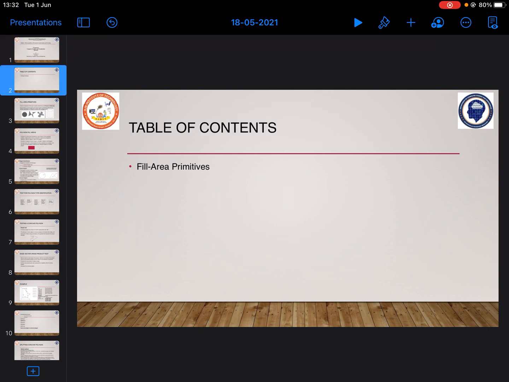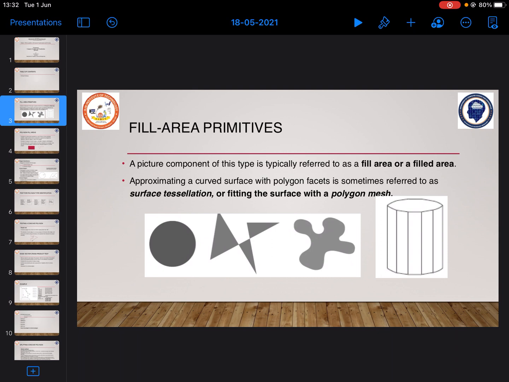It's about the fill area attributes. The fill area attributes mean that any boundary inside of a polygon has to be filled with some color or with a pattern, which is usually called a fill area. Approximately, a curved surface with polygon facets is sometimes referred to as a surface tessellation, or fitting the surface with a polygon mesh.